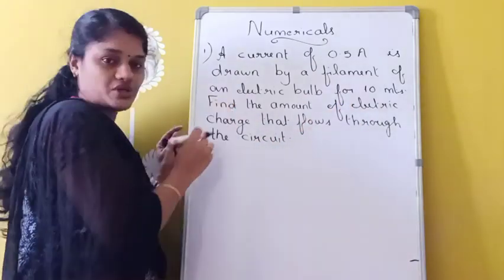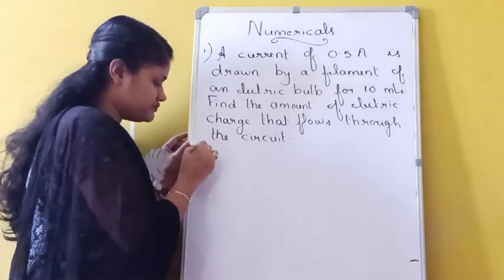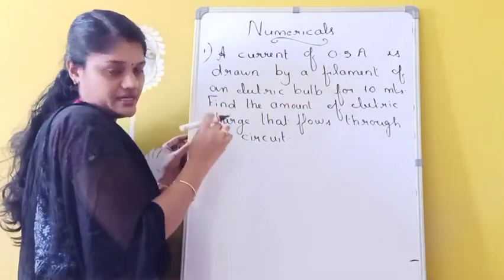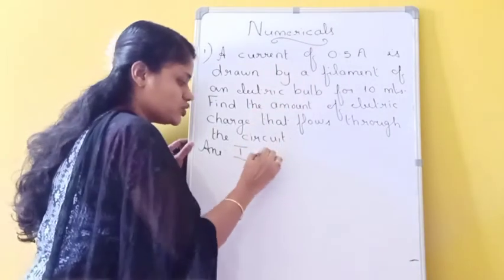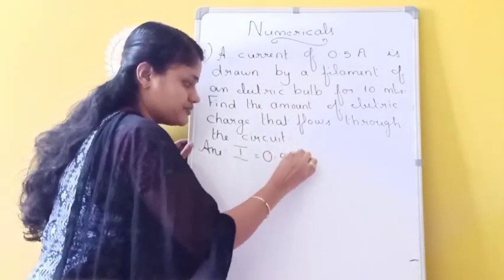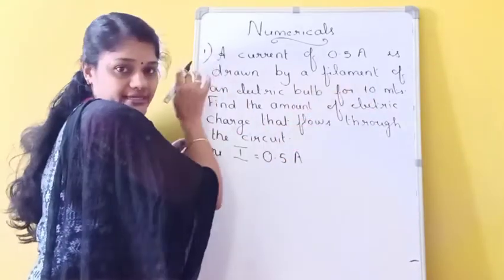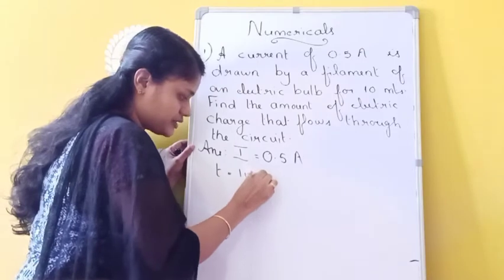So first of all, you have to write the data. Whatever data are given here, you have to write here. First one, current of 0.5 ampere. So current symbol is I. So I equals 0.5 ampere. Ampere is the unit of current. Then for how many minutes? 10 minutes. So time is given as 10 minutes.